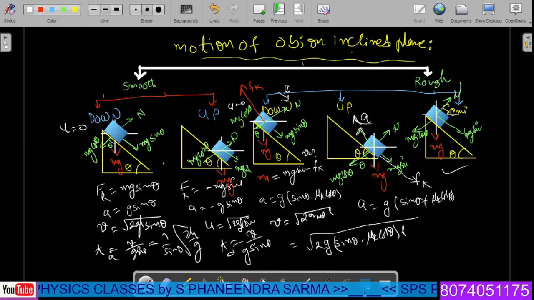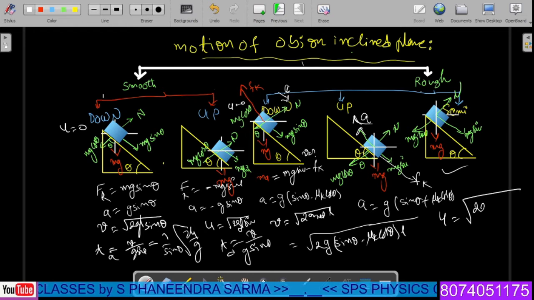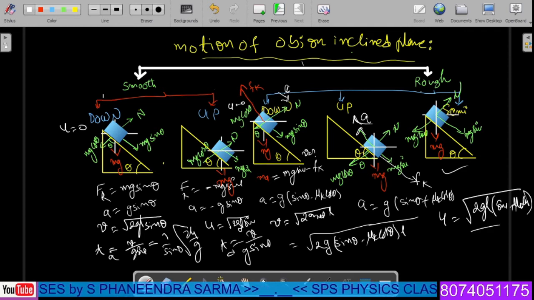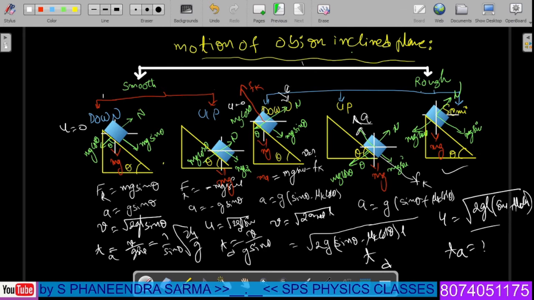And in this particular condition, what is the initial velocity we need? For the upward condition, the initial velocity is given by u equal to root of 2gl of sin theta plus mu k cos theta. In these two cases, we have the time of descent and the time of ascent. Time of ascent, ta, is a very important formula.